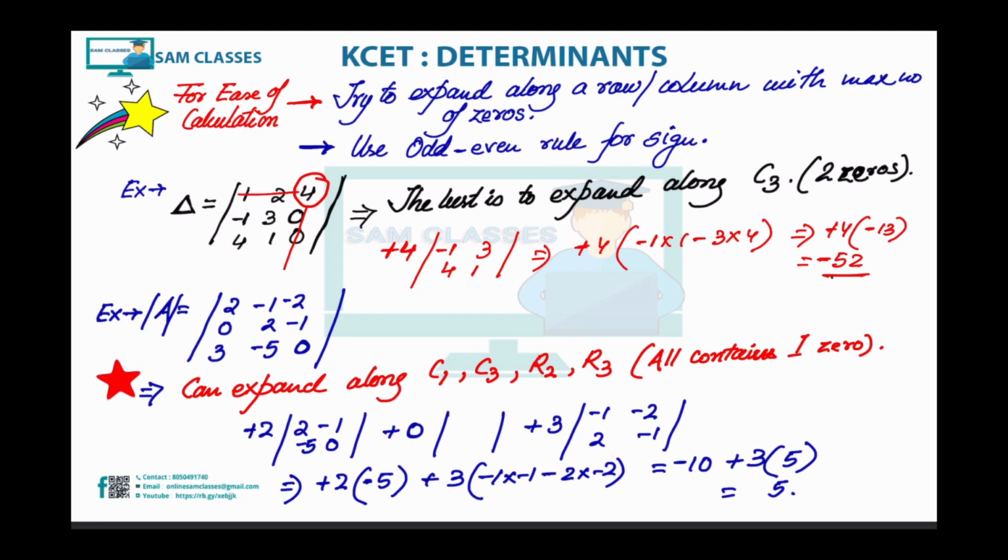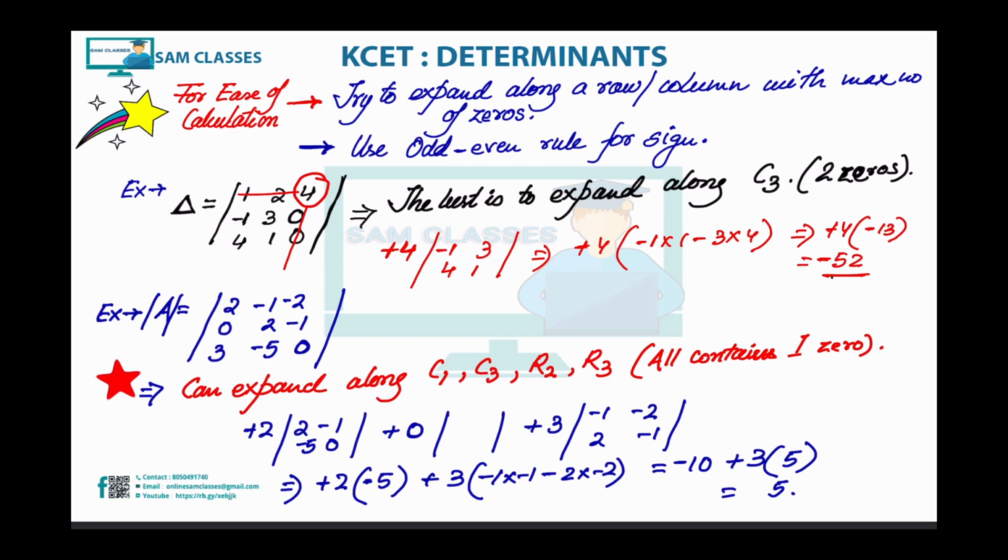Let's see. So we can expand along what? C1 column because 1, 0. We can expand along C3 column because again 1, 0. We can expand along row 3, correct? 1, 0. Or we can expand along row 2, again why? 1, 0. Okay. So whichever makes it easy, we can expand.